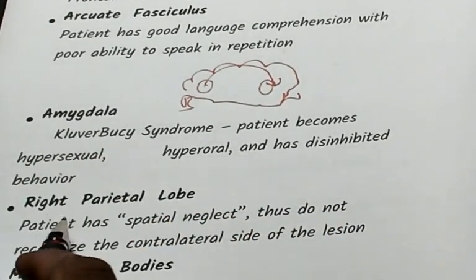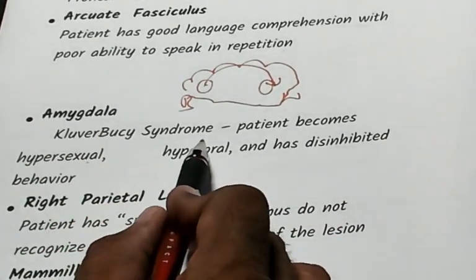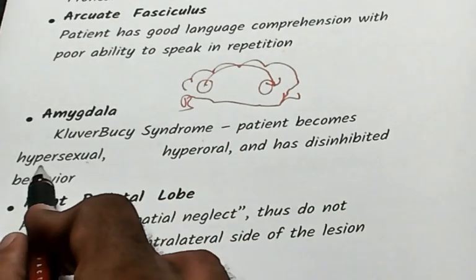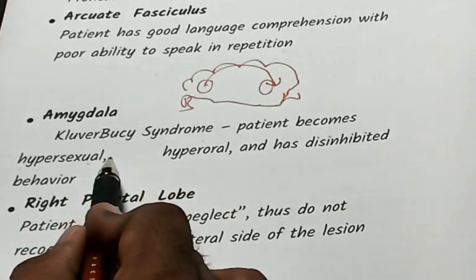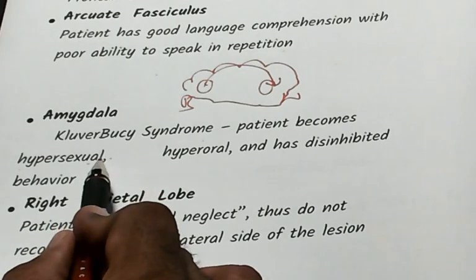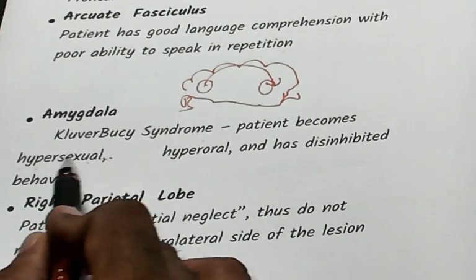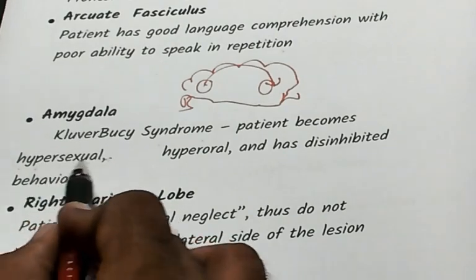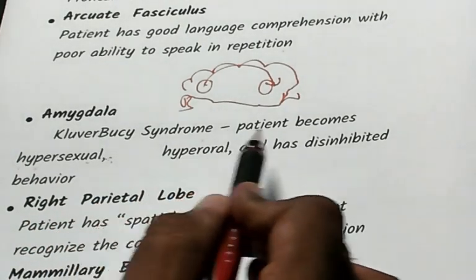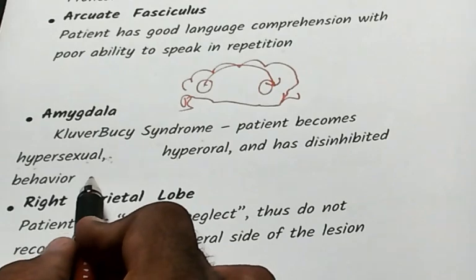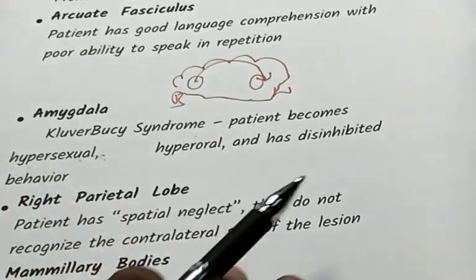Amygdala, what will you remember? Kluver-Bucy syndrome. In this, the patient becomes hypersexual. मॉर्निंग भी वो होना है, दोपहर भी वो होना है, रात में भी वो होना है, every hour होना है. So hypersexual, hyperoral and has a disinhibited behavior, that is amygdala, Kluver-Bucy.